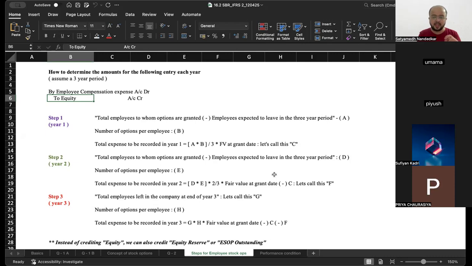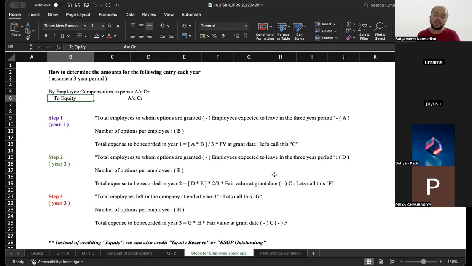आप year 2 में जाएंगे, again you will have to recalculate how many employees are there at the start of the year minus how many are still expected to leave in the 3-year period. ये calculation आप बार बार करेंगे till the end of the 3rd year. Now, one way in which the entry is recorded is employee compensation expense account debit to equity.